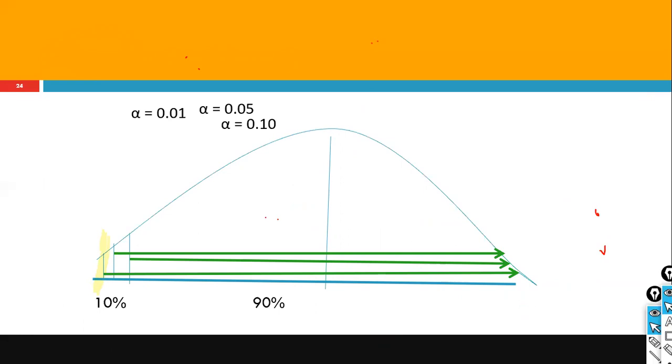Okay, now the question is, the alpha value is 0.05, but can't I use 0.01 or 0.10? The total area under the curve still remains 1 only. But if I choose 0.05, it will be somewhere here.